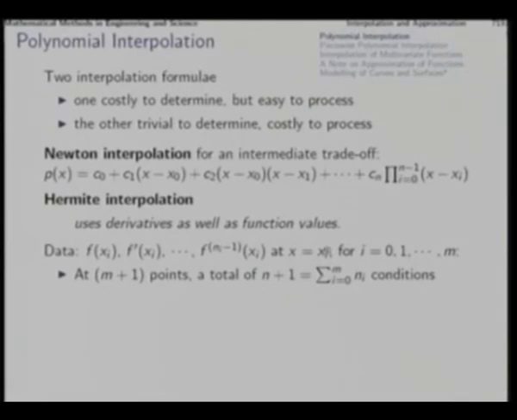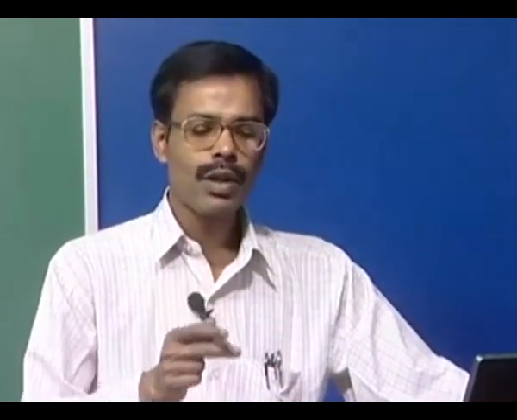You will still have a few points, say x 0, x 1, x 2 up to xm, a handful of points at which you will use the data, and at every point the data may be function value and some of its derivatives. It is not even necessary that at every point you have the same number of derivatives to be used. It is possible that at x 0 the function value and 2 derivatives are given, at x 1 the function value and 1 derivative is given, at x 2 only function value is given, at x 3 the function value and one derivative is given, that is possible.